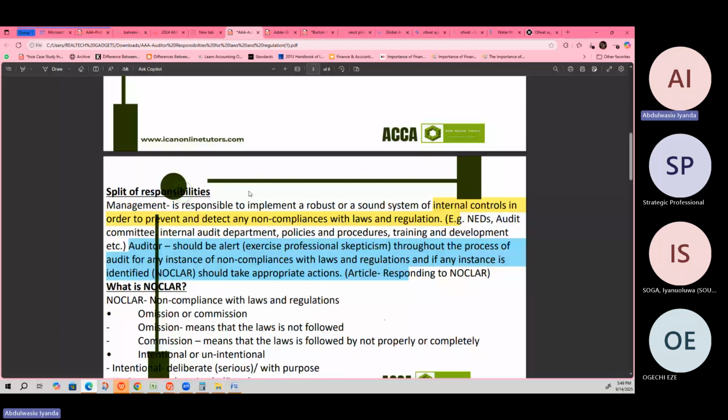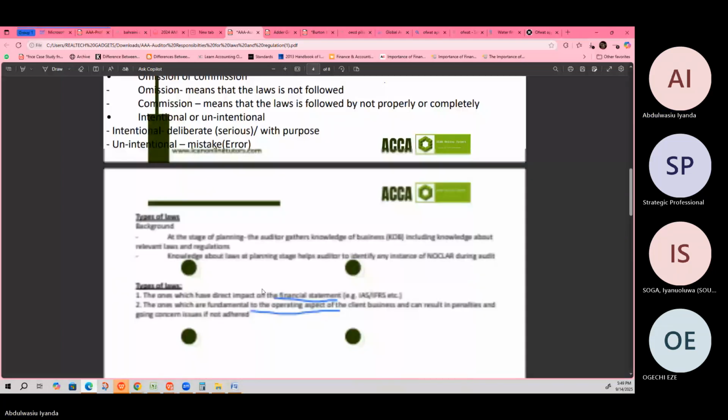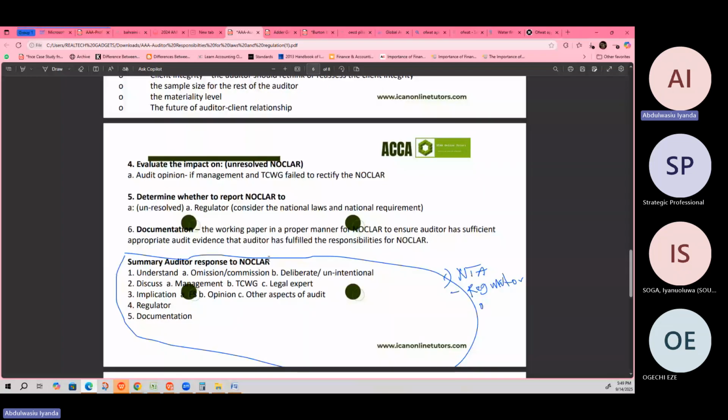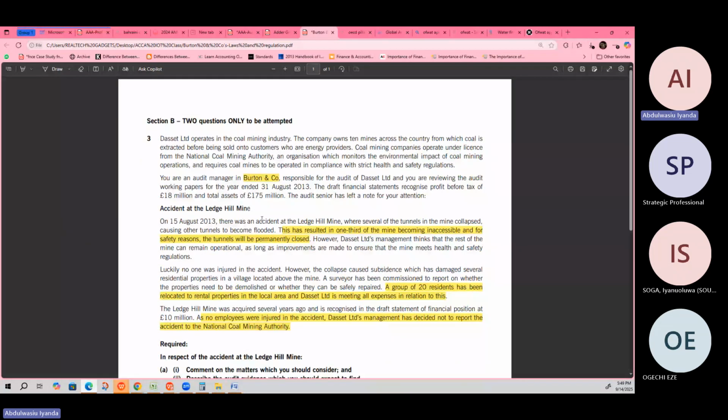The examiner's article is already very clear. These are some of the things you should do. You understand it, you discuss, you look at the implication, you think of whether you need to inform the regulator, and you document as well. They have done the documentation now because we are reading from the audit senior's note. So the documentation is already present.